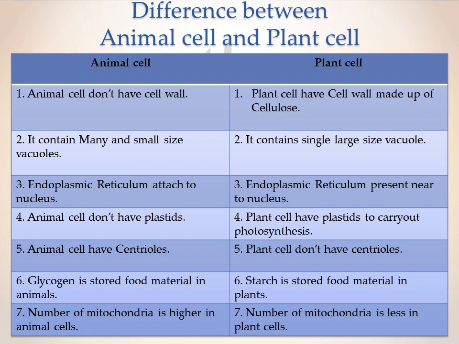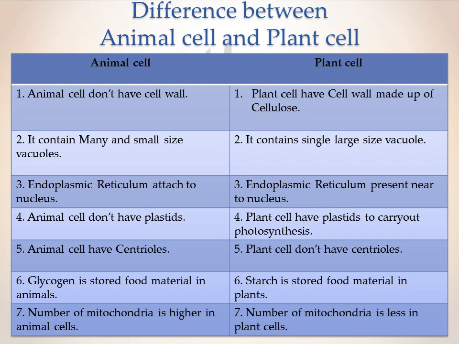The first character of animal cell is that animal cell doesn't have a cell wall. We already discussed it. On the other hand, the plant cell has a cell wall that is made up of cellulose. In animal cell, many small-sized vacuoles are present, and in plant cell, it contains a single, large-sized vacuole. We will discuss vacuoles later in this video.